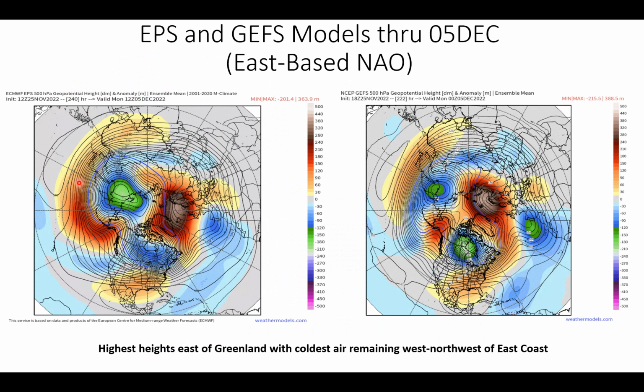Okay, so here is the forecast going out to 5 December 2022. This is the EPS on the left. This is on the right, the GEFS, okay? I'm showing you anything in the brown coloring or the maroon coloring or the oranges, that's above normal heights. Greens, blues, below normal heights. What's the importance of these anomalous heights, okay?